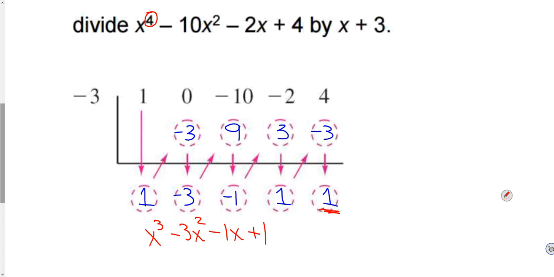And we learned last week that you write the remainder by putting plus 1 over whatever we're dividing by. So we're going to put it over x plus 3. So that would be our final answer.